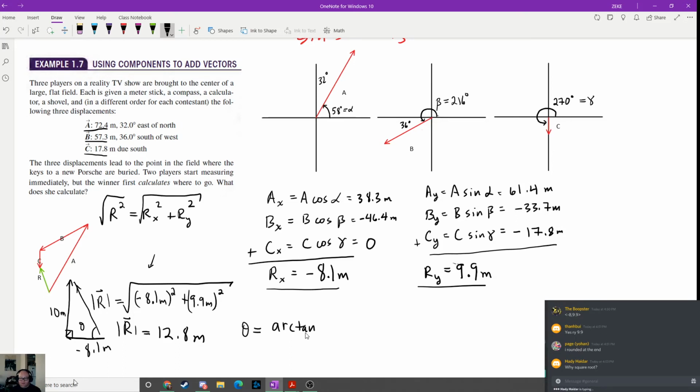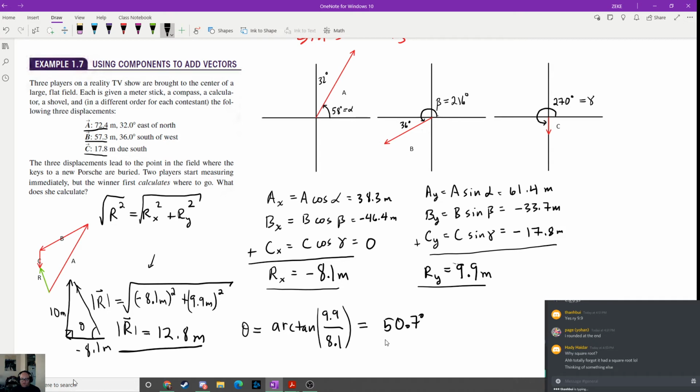Okay. And then if we take the arctan of 9.9 divided by 8.1. Now, I highly recommend when you're doing this part that you don't include the negative signs or anything like that because it's going to throw you off. So for this, we get the arctan of 9.9 divided by 8.1. And that tells us that that angle theta is 50.7, which means that we've got that and we've got that, which means our vector r is going to be equal to 12.8 meters at an angle of 50.7.